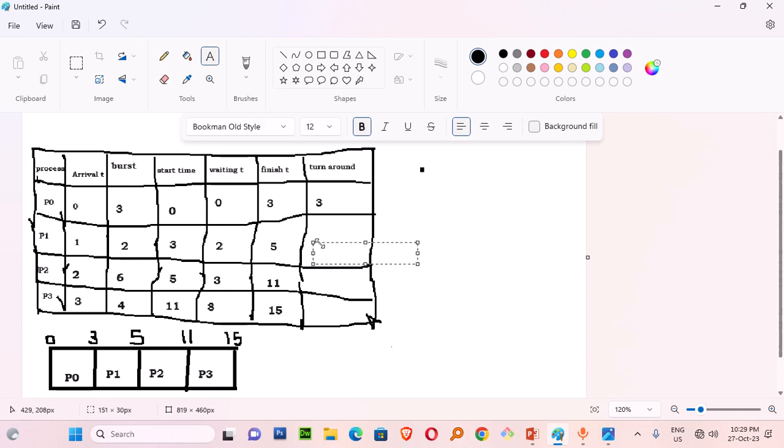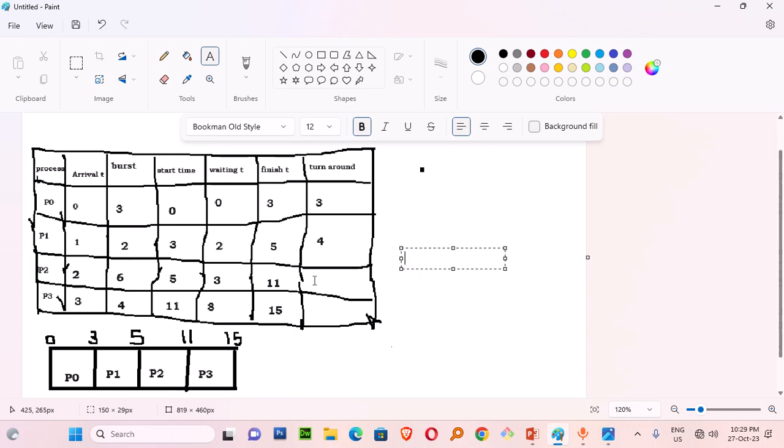Process 1, the finish time was 5 and the arrival time was 1. So this is 5 minus 1, which is equal to 4. So the turnaround time for process number 1 is 4.